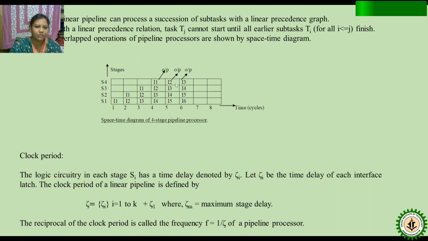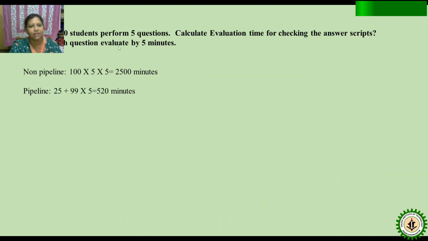So in this way, because there are 5 questions, after evaluating 5 questions, the first answer script is totally 5 into 5, that is 25 minutes. The first answer script is evaluated fully. At the next 5 minutes, the second one comes. Third 5 minutes, the third answer script comes.